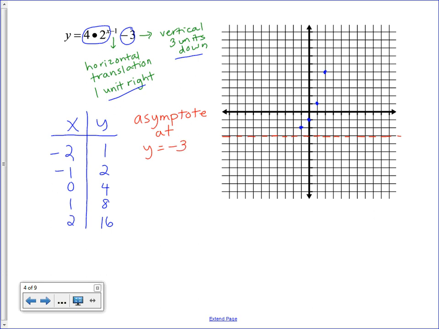So when I connect the dots, on the left, I'm getting closer and closer to negative 3 without ever crossing it. And on the right, I'm going up. So this time my domain is all real numbers, but my range is that y is greater than negative 3.